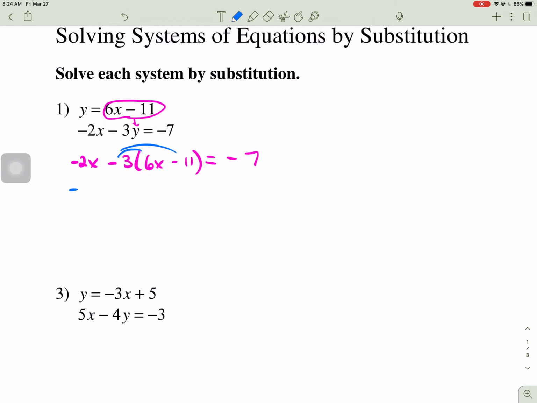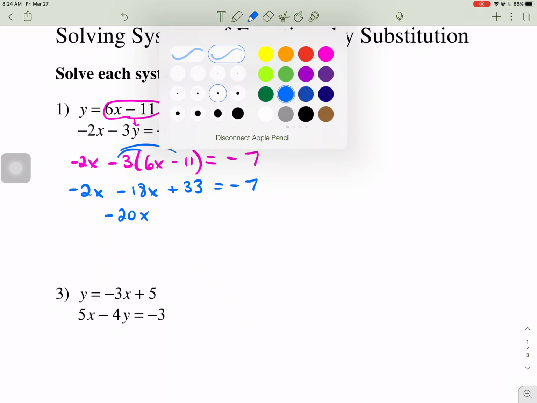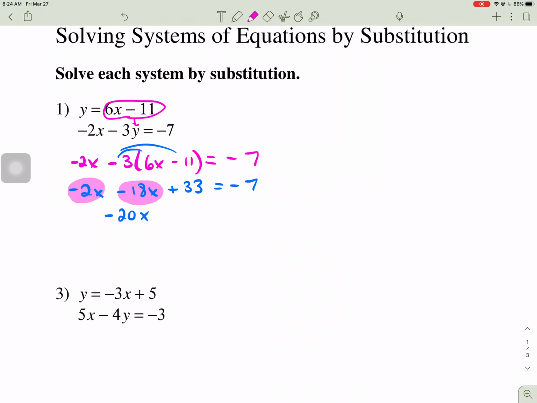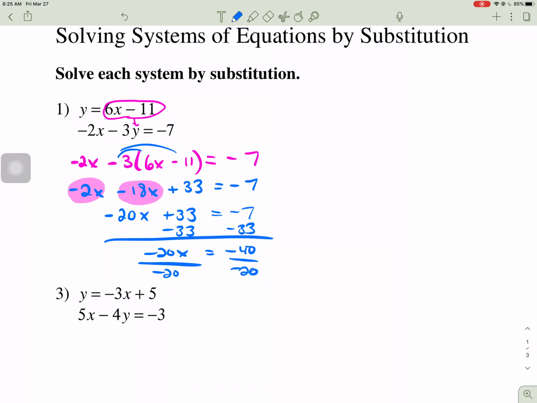Let's distribute. We get negative 2x minus 18x plus 33 equals negative 7. That's negative 20x if you combine these like terms, plus 33 equals negative 7. Subtract 33. You get negative 20x equals negative 40, divided by negative 20, and we get x equals, a negative divided by a negative is positive, 2. So we're a little more than halfway done with the problem, but we've found one variable so far.